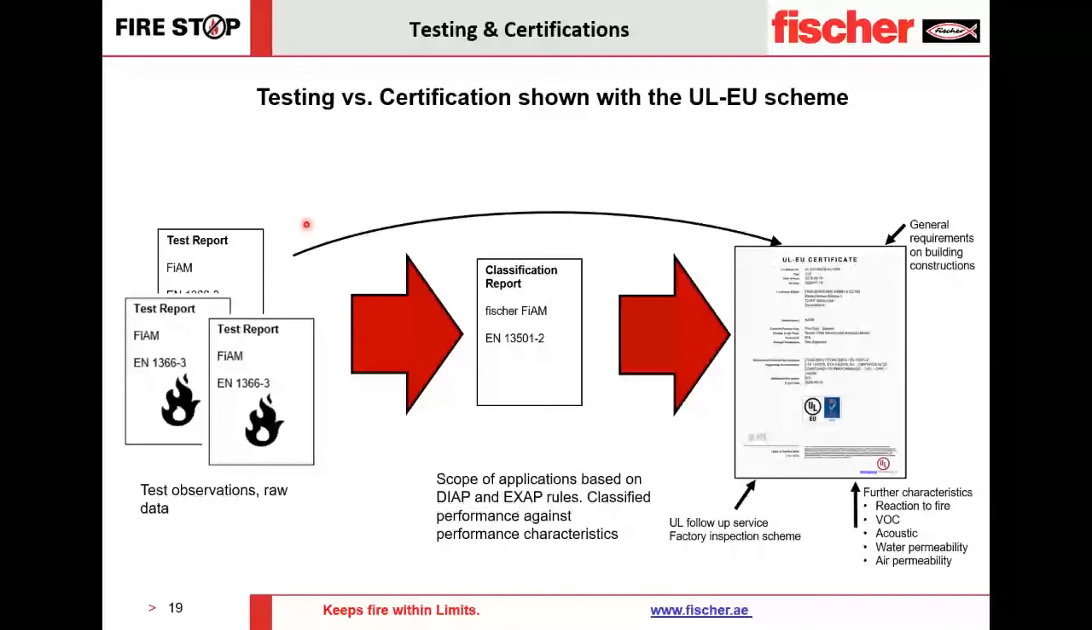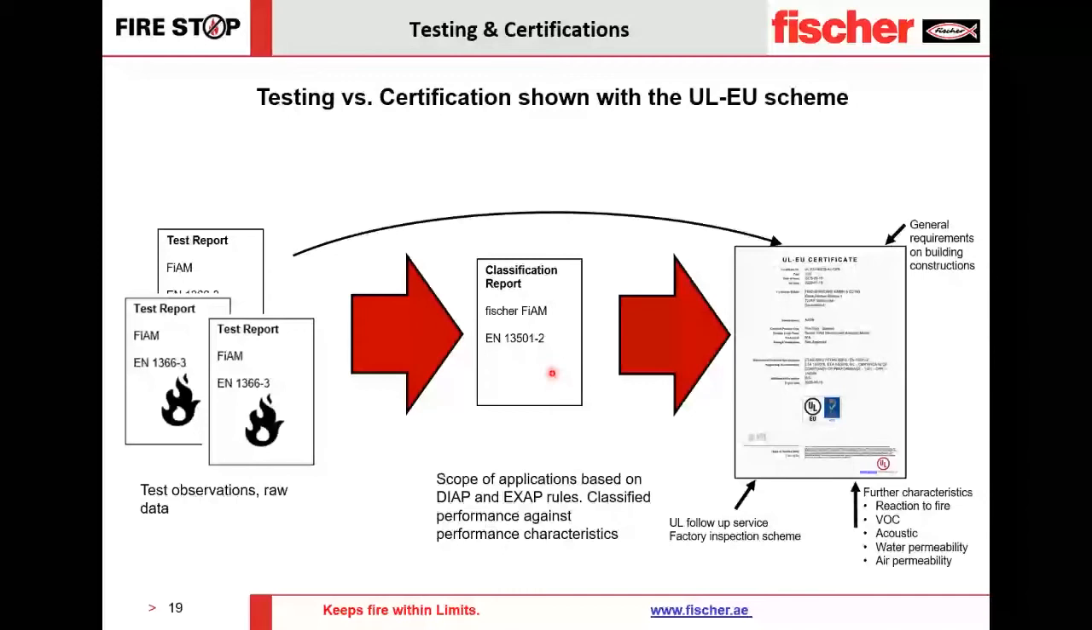Then one or multiple test reports can be classified against performance criteria with the so-called DIAP, direct field of application, and EXAP, extended field of application, and then summarized in a classification report. And this is what you can already work with because they contain data on actual applications.